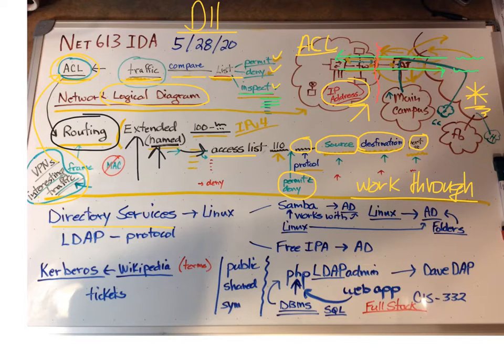We reviewed directory services for Linux and talked about protocols. The students looked up Kerberos on Wikipedia. We talked about tickets and so forth, and we reviewed those terms. We should know those terms. And we talked about Samba. I'm not sure we answered my question; I think it always works with Active Directory. We talked about FreeIPA, and a little bit about PHP LDAP administration.